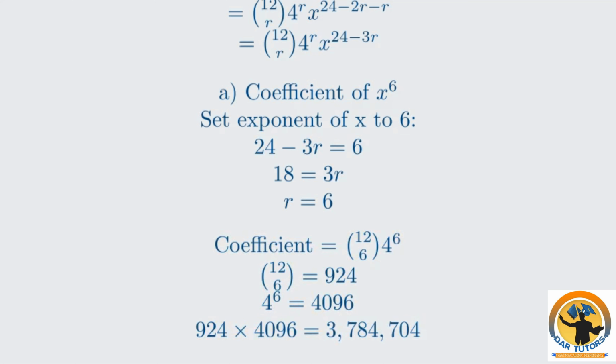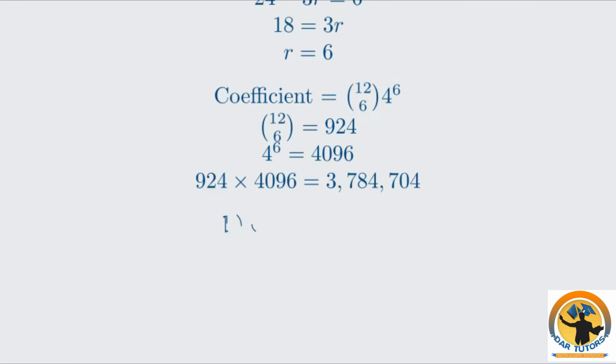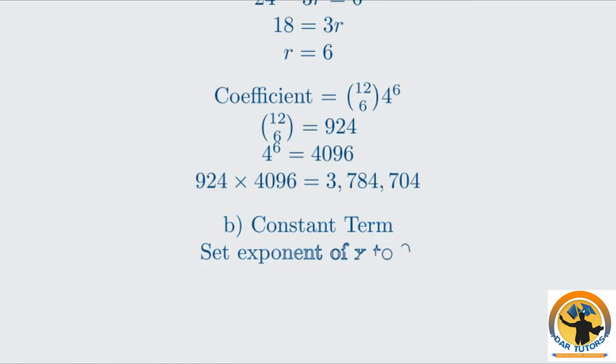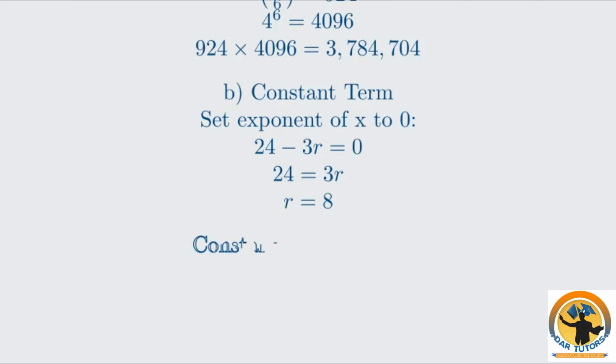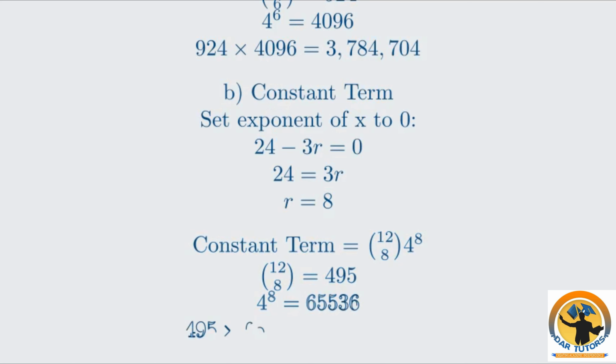Part B asks for the constant term. A constant term is one that does not contain x. This means the power of x must be 0. So, we set the exponent 24 minus 3r equal to 0. Solving for r, we find that r equals 8. Again, we substitute r equals 8 into the coefficient part of our general term. The constant term is 12 choose 8 times 4 to the 8. This calculates to 32,440,320.